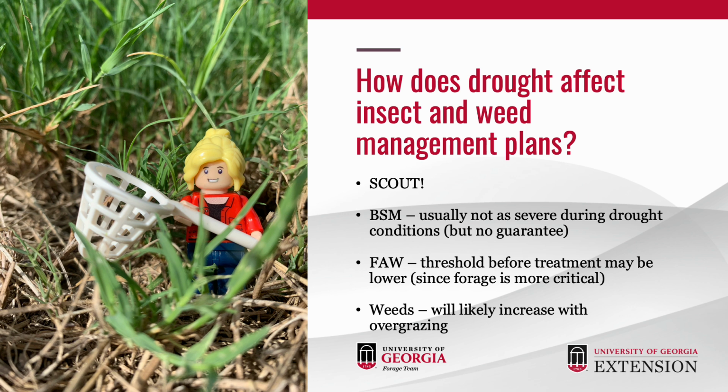The Bermuda grass stem maggot is usually not as severe during a drought condition than compared to flood or high moisture conditions because of the preferences of the adult flies, but there's no guarantee that we will not see them. If our grass is growing slower, we may have to adjust our insecticide application days beyond what is typically presented in our management guides.